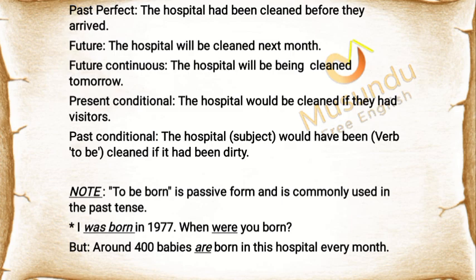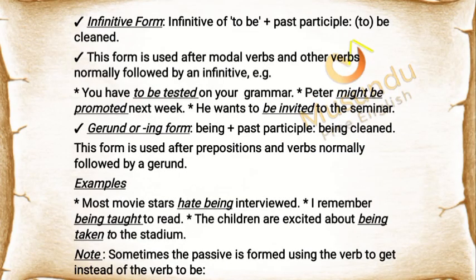I was born in 1977. When were you born? But, around 400 babies are born in this hospital every month. Infinitive form: infinitive of to be plus past participle, to be cleaned. This form is used after modal verbs and other verbs normally followed by an infinitive, e.g., you have to be tested on your grammar. Peter might be promoted next week. He wants to be invited to the seminar.